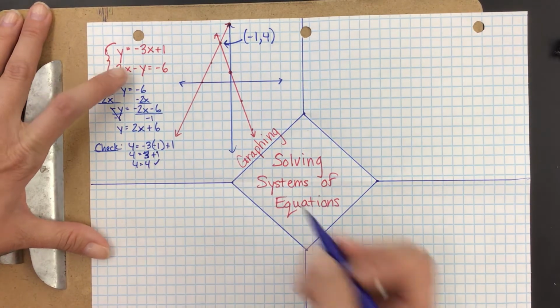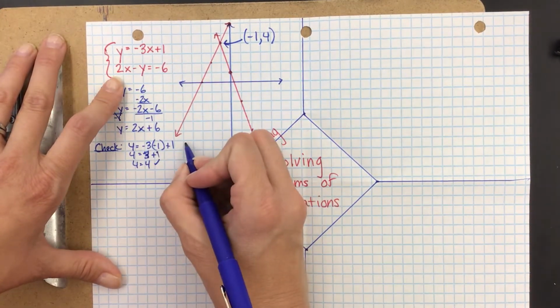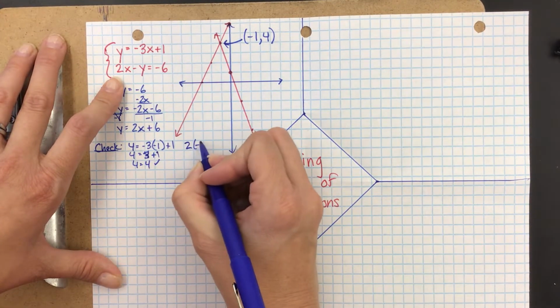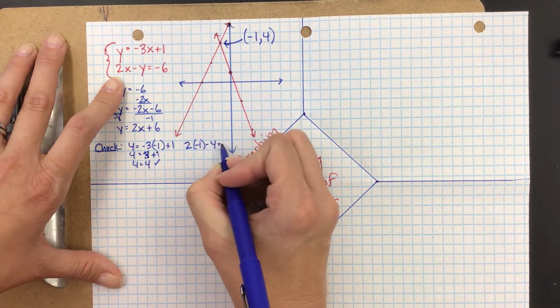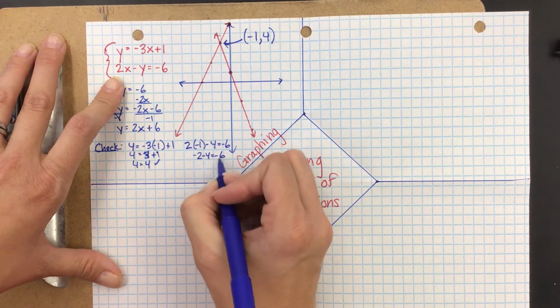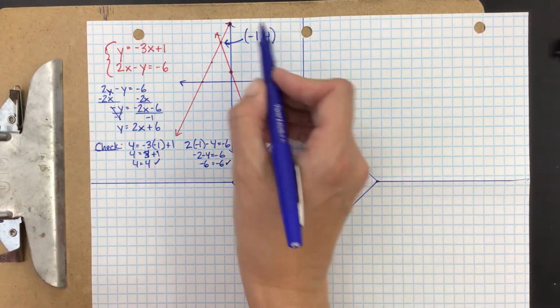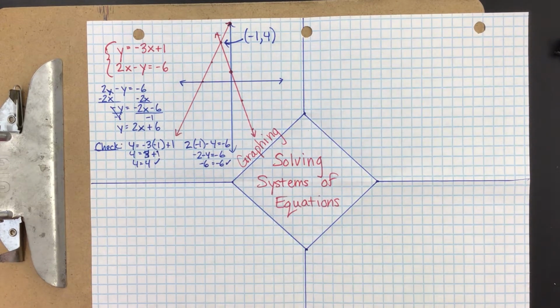Okay, so that worked. And now I'm going to plug it into that second equation, again making sure it's the original one, not the one where you solved for y, just in case. Yeah, we're good. Okay, so I know that this is the solution to my system of linear equations.